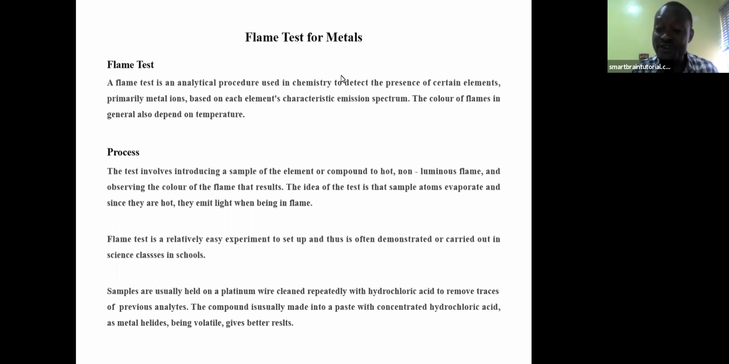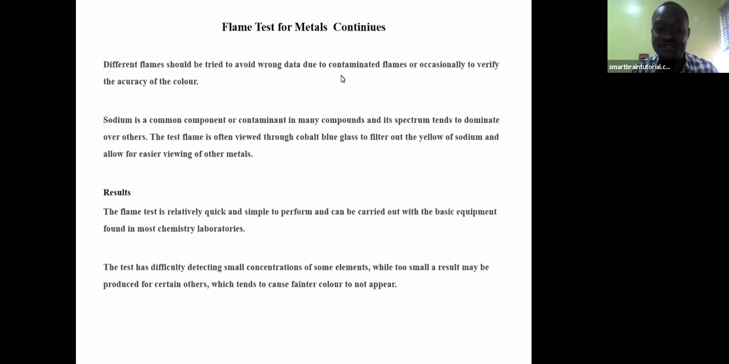And now hydrochloric acid is chosen because it's very volatile, as I said last time. It can evaporate rapidly. And a metal halide being volatile gives better results. Because the hydrochloric acid is volatile, it will help you to get a very good result.